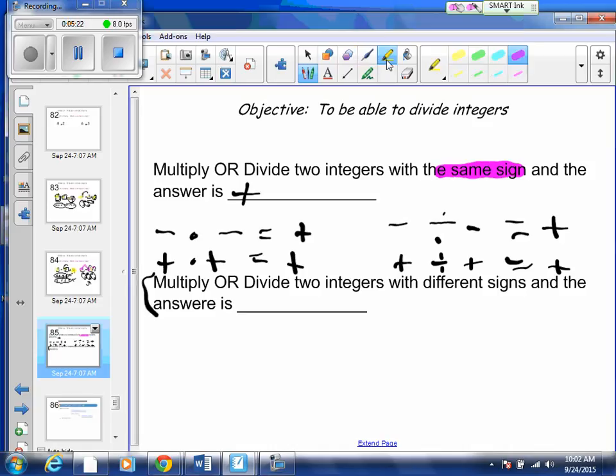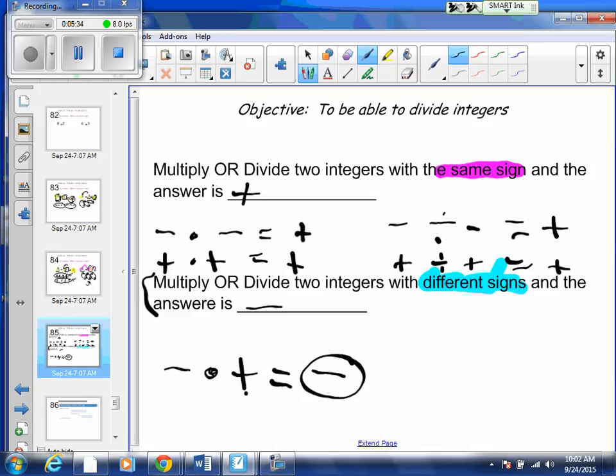Now let's move down to this rule. Multiply or divide two integers with different signs, and the answer is always negative. So a negative times a positive is always negative, because these are different signs right here. All right, a negative divided by a positive is also always negative.